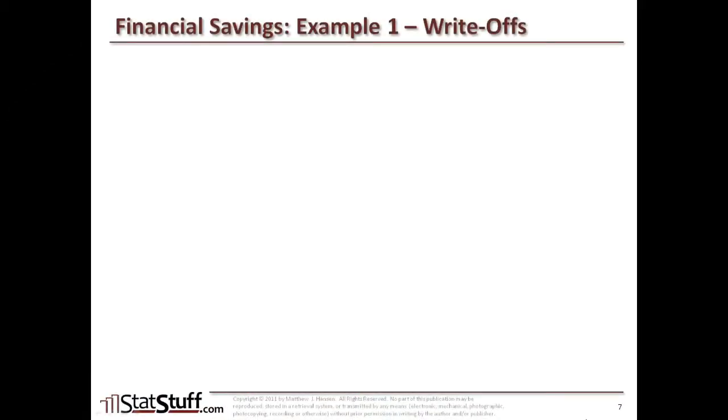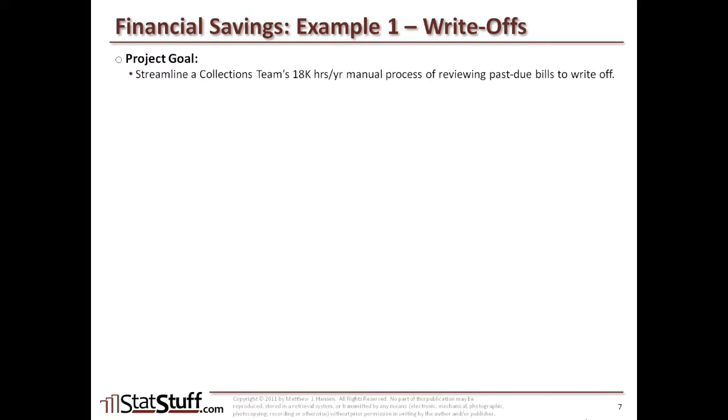This first example is for a project that I worked where we're trying to reduce the amount of time spent in handling write-offs. So basically the project goal was to try to streamline this collections team that was spending 18,000 hours a year in trying to work through a manual process of reviewing the past due bills to figure out which ones they need to write off. So it's really a lean type of project.